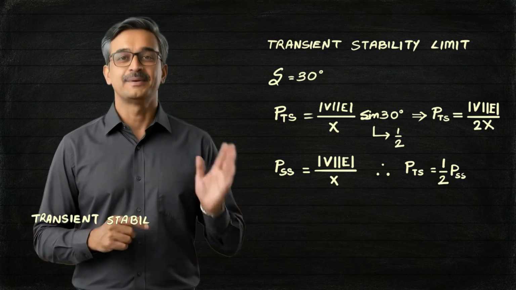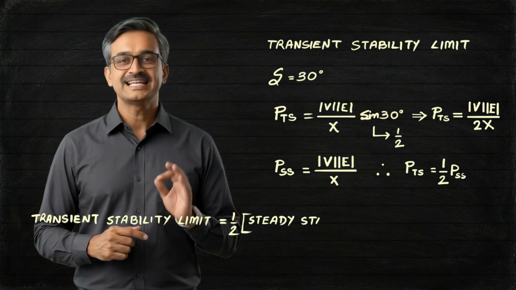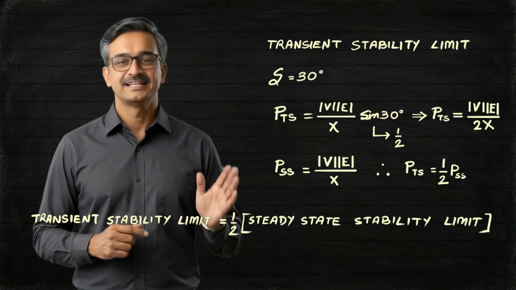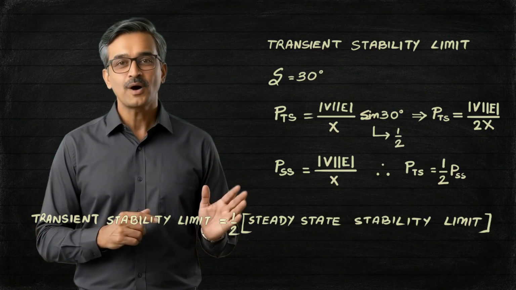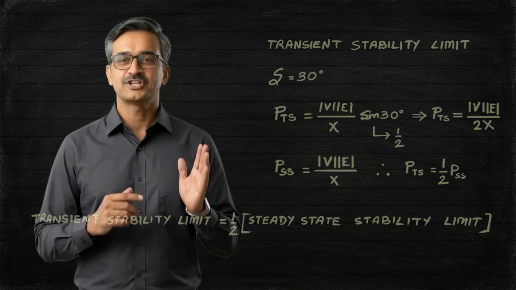The transient stability limit is half of the steady-state stability limit. This is a favorite examination question. A similar equation is used for power transfer through an AC transmission line.